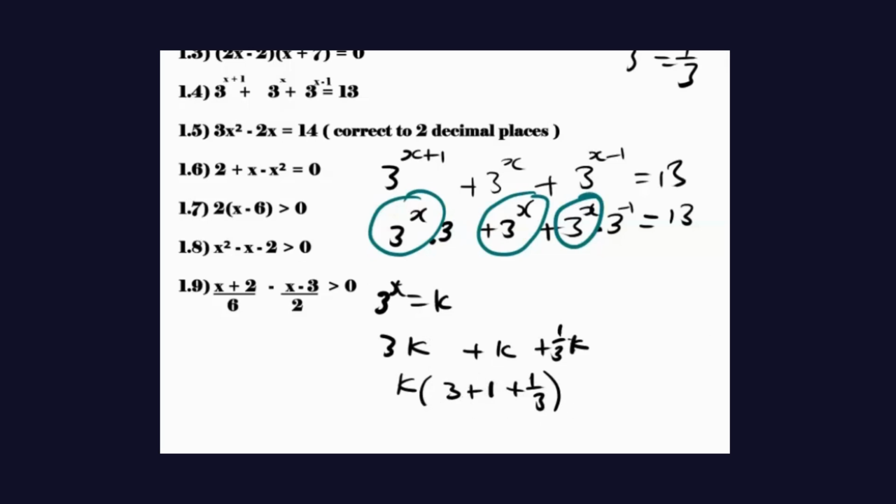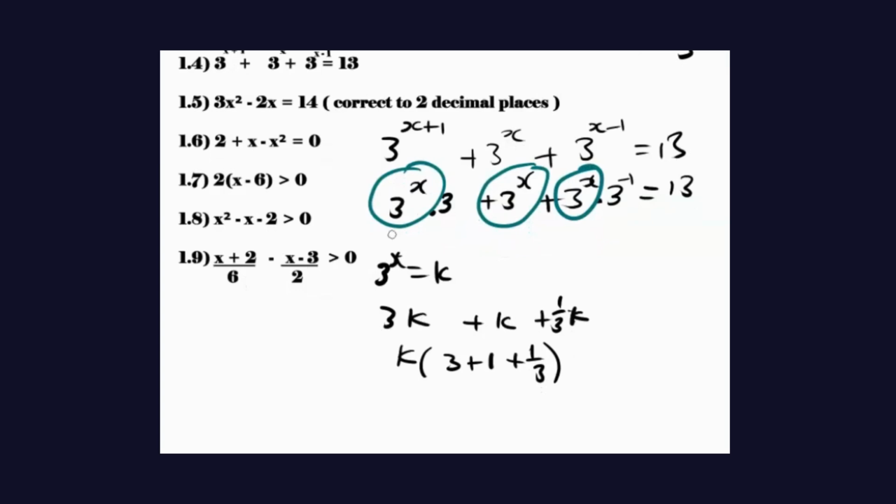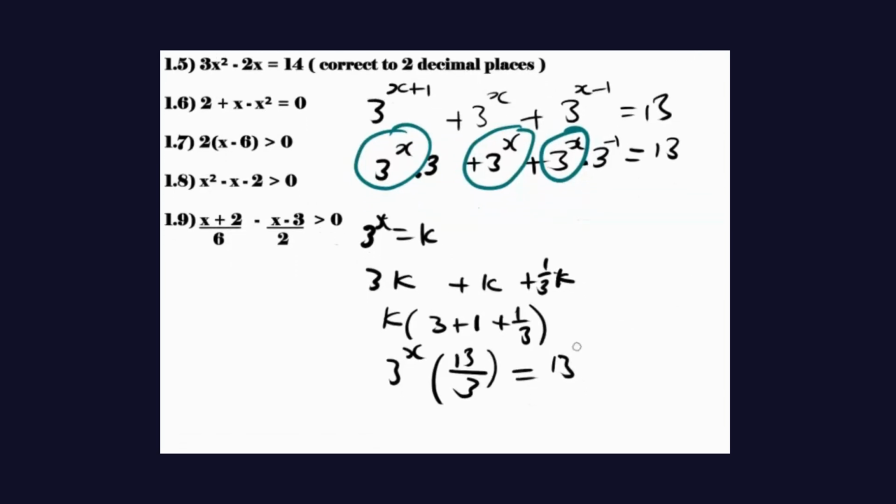So we can add everything here. It's going to give us 3 plus 1 plus 1 over 3, which gives us 13 over 3. So let's shift this again to the original. Remember I used the k rule so that you will know what we took out and what happened. So this is what we are left with here, and it equals 13. So we divide both sides by this.